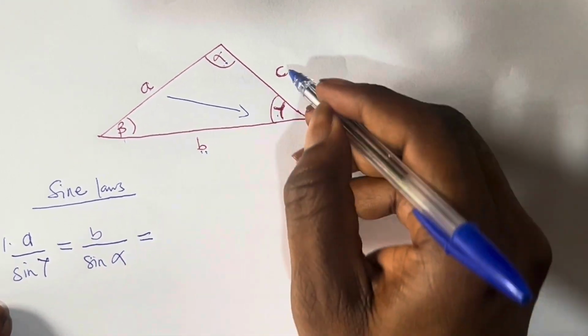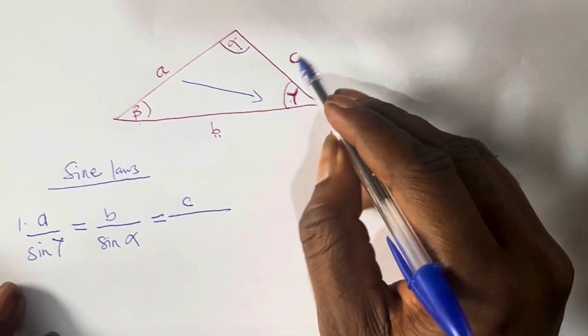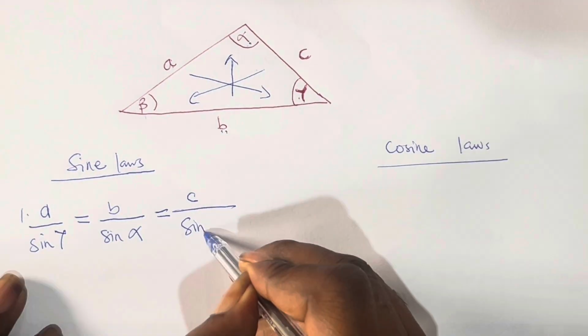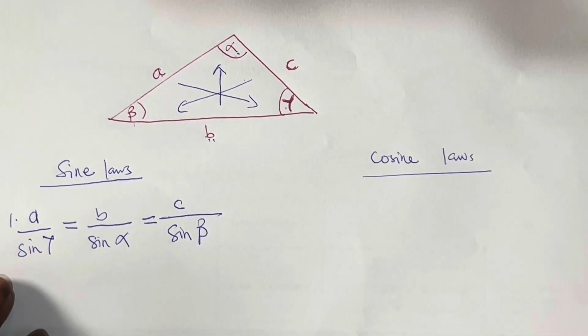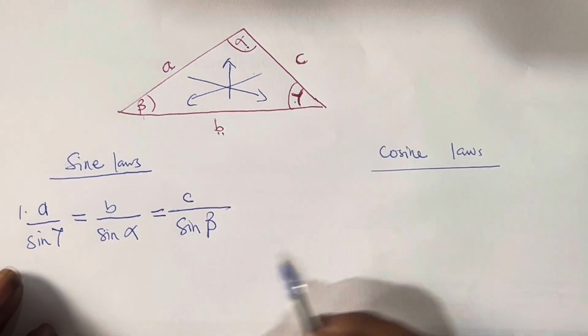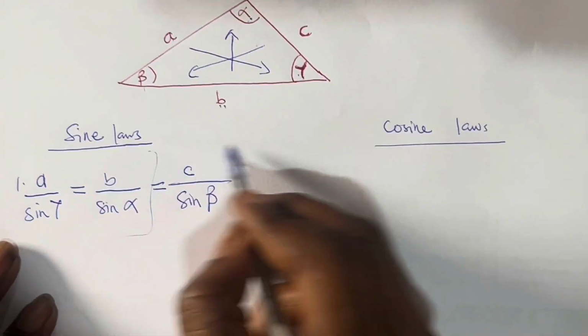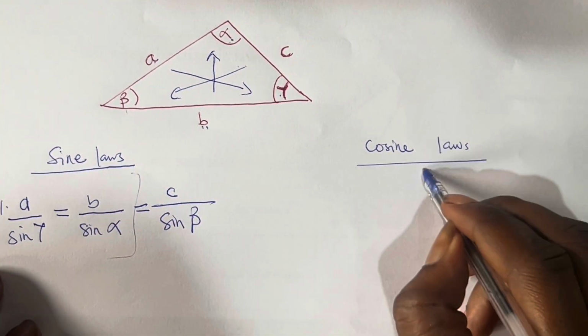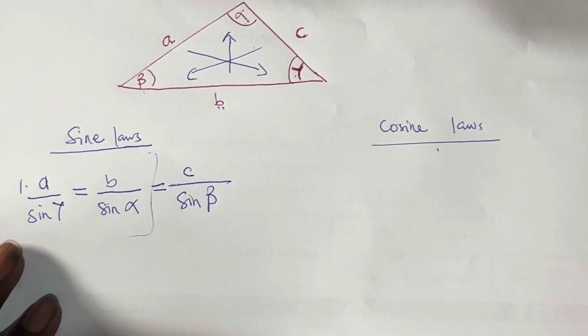That is equal to, when I pick C, I divide it by the sine of the angle which is also opposite, the sine of what? Beta. Okay, so this is the sine law. So I can pick any of them, equate, and find which one I'm supposed to find when I'm given a question. But in the cosine laws, this is how it works.